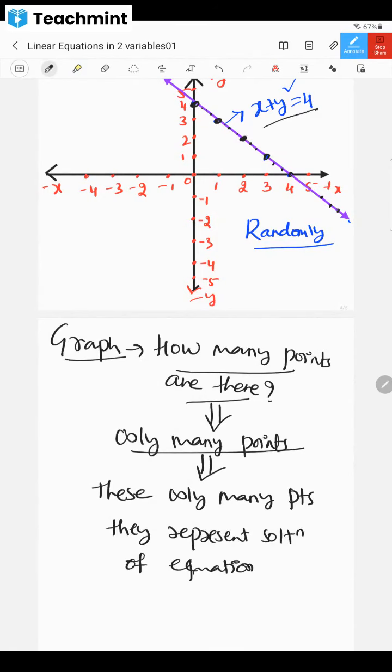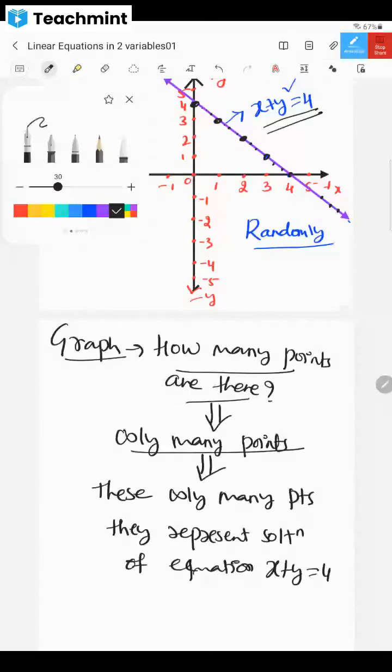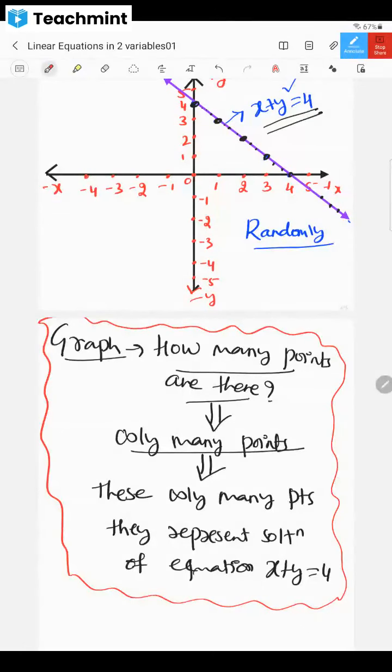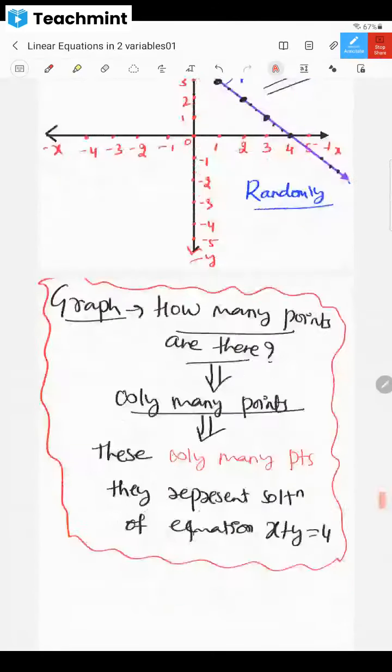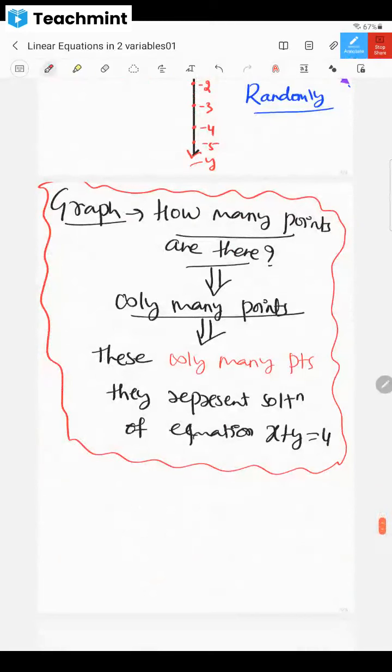What is the name of this graph? This is x plus y equal to 4. These infinitely many points represent solutions of the equation x plus y is equal to 4, whatever graph you are drawing. On that graph many points will be there, and those points will be representing these infinitely many solutions, right, dear children? All those will be the solutions.